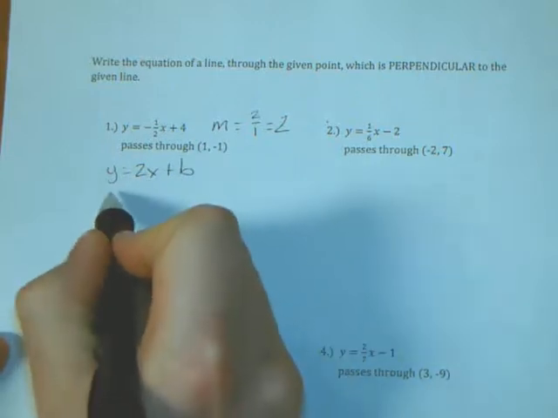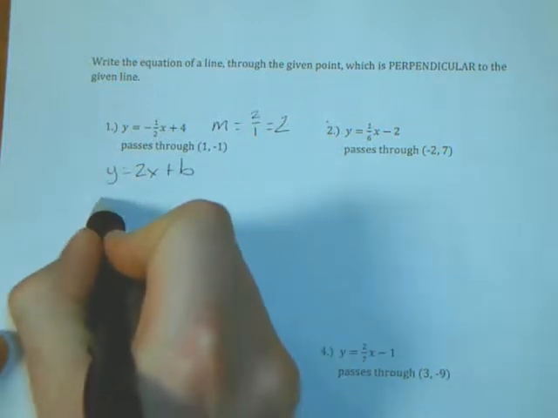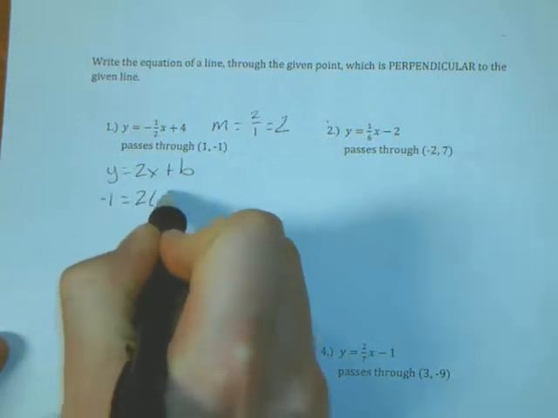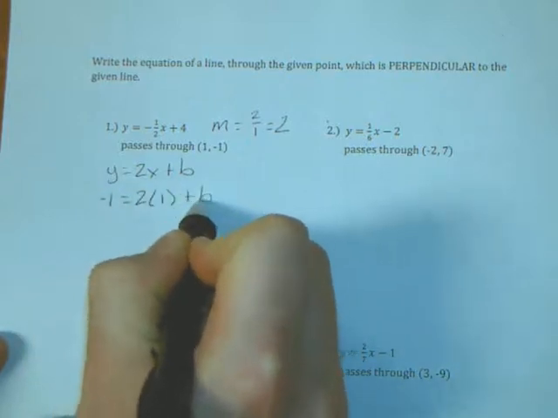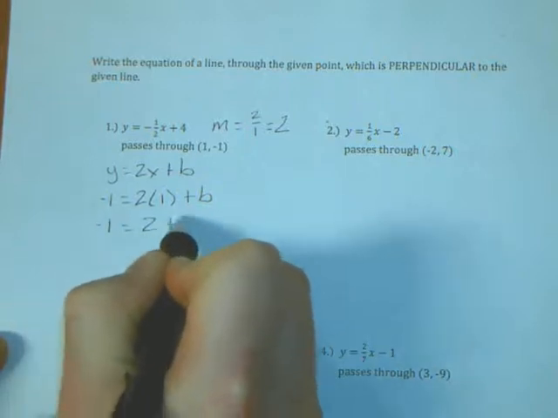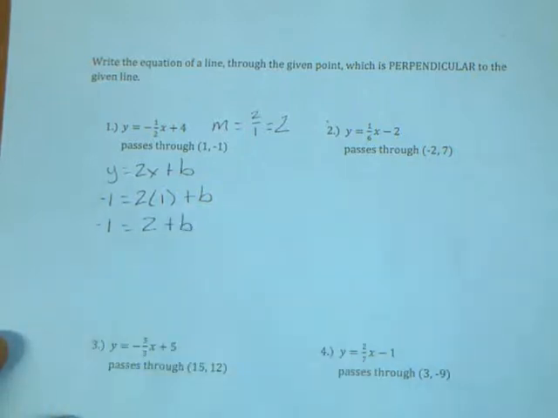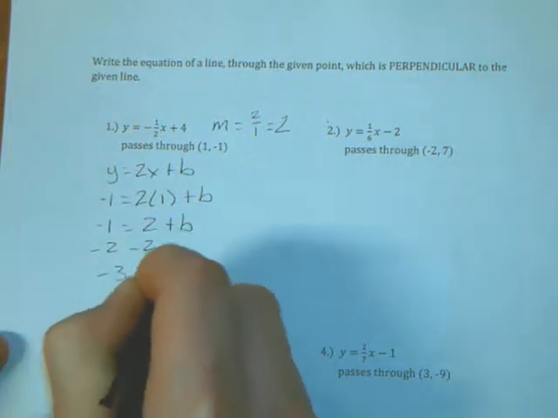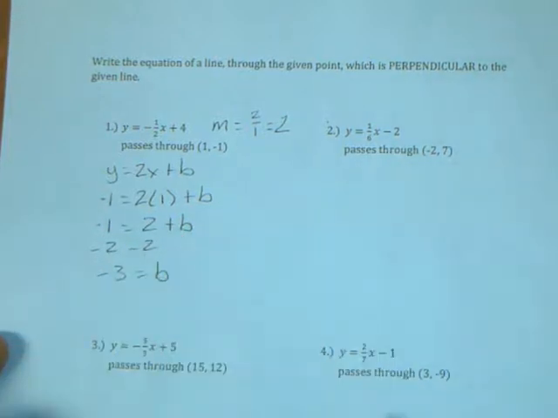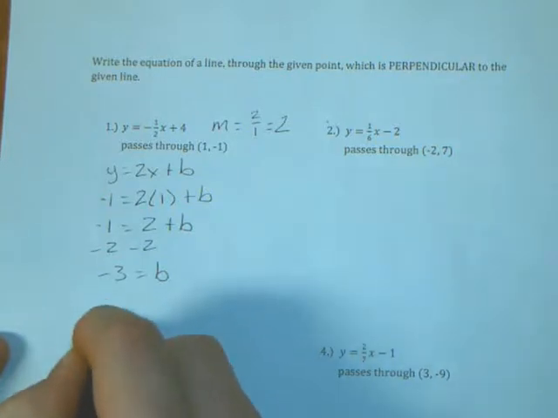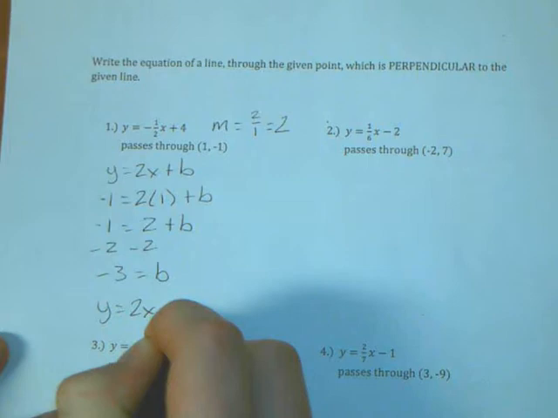So what am I plugging in for y? And what for x? So I've got negative 1 equals 2 plus b. Then I subtract 2 on both sides, so I get negative 3 equals b. So what's my final step? Plug in b. So I've got y equals 2x minus 3.